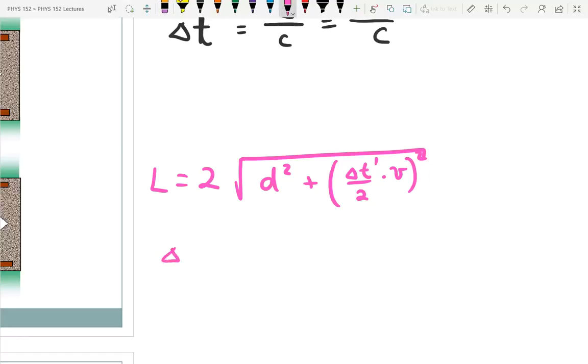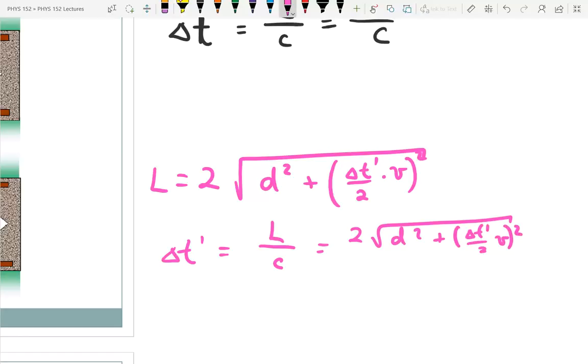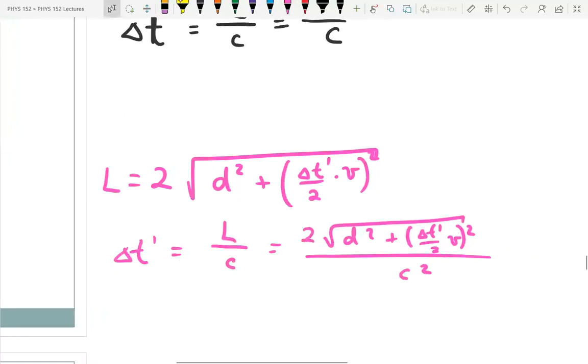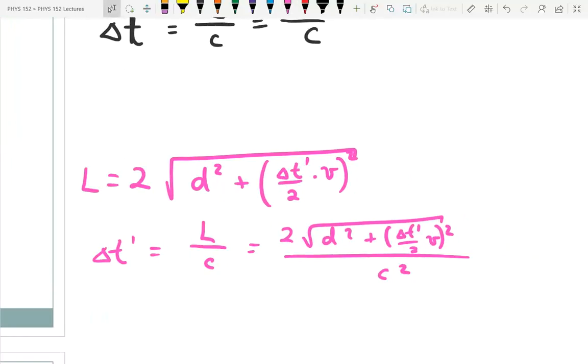And so that means that delta T prime is equal to the length over C is equal to 2 square root. So that's an equation for the time of the clock to tick when the train is traveling. Now, if you look at that, there's a little bit of a problem with the equation, it's not solved for time, is it? It has delta t prime in it twice. So I need to solve this for delta t prime.